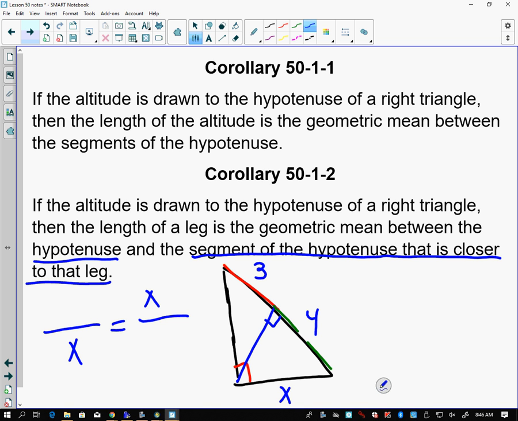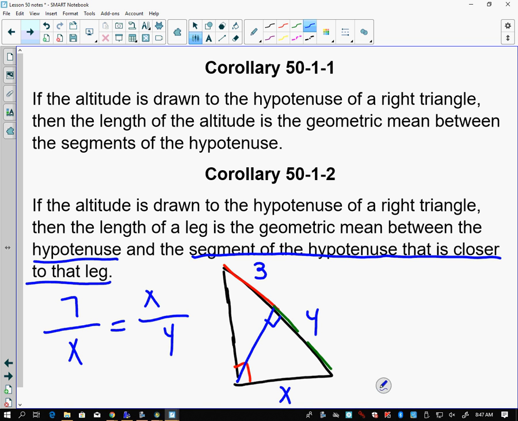7, right? If this red length here is 3 and the green length is 4, then the whole hypotenuse is 7, okay? So it's the geometric mean between the whole hypotenuse and the segment of the hypotenuse that's closest to this leg. Well, what's closer to this leg, 3 or 4? 4 is. So if I wanted to know the length of that leg, and I know that blue line is an altitude, then my leg is the geometric mean of the hypotenuse and the length of the hypotenuse closest to the leg.